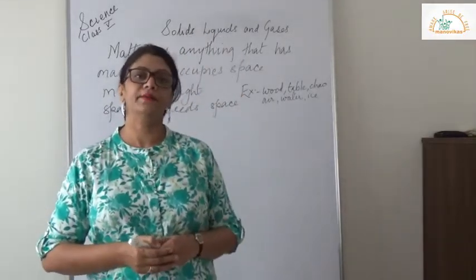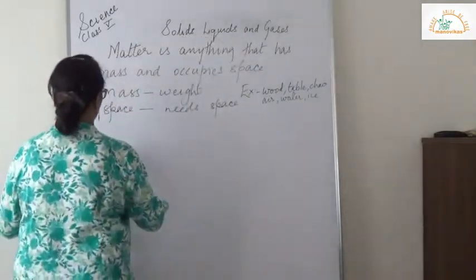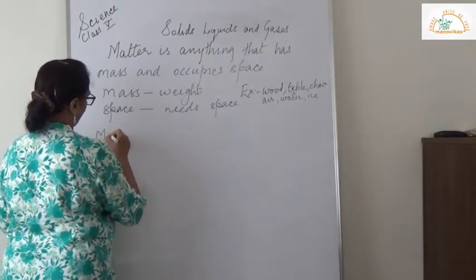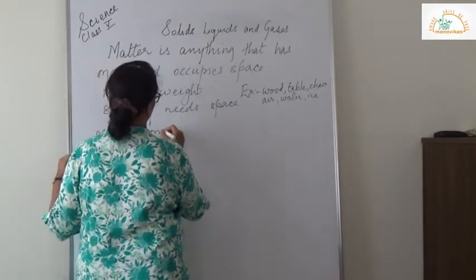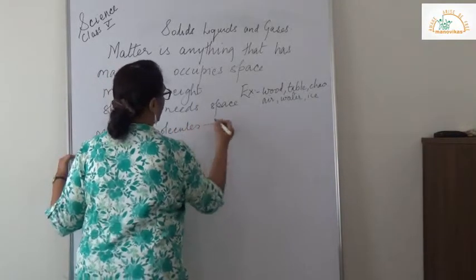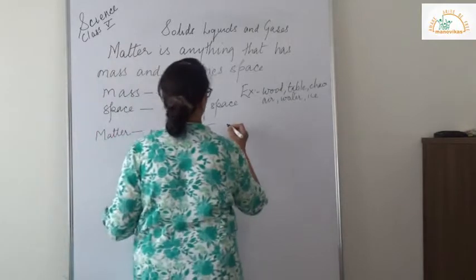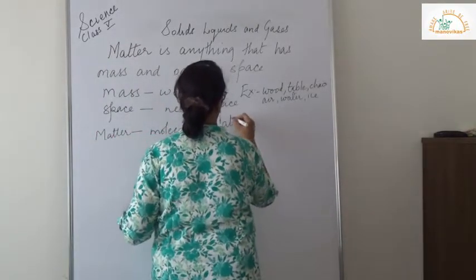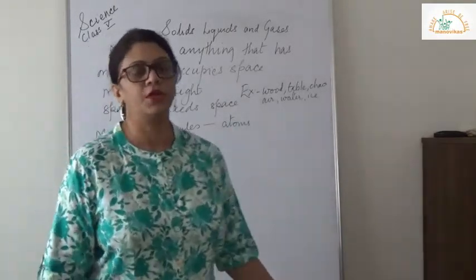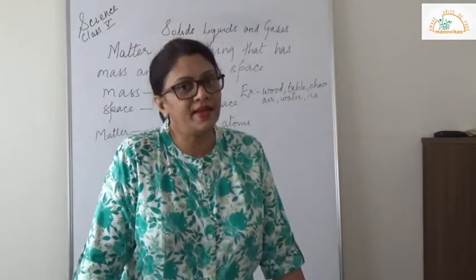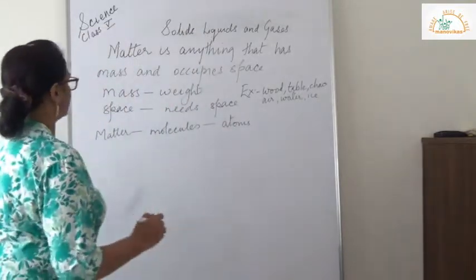Now, what is matter made up of? Matter is made up of molecules. And molecules are made up of atoms. Two or more atoms come together to form molecules. Now, depending on the arrangement of molecules, matter is divided into three states.